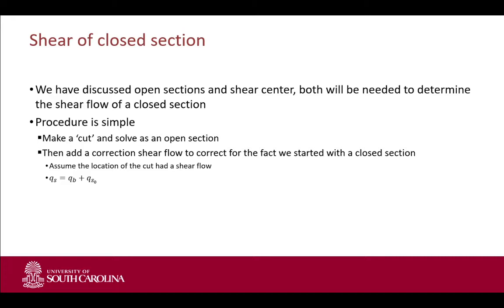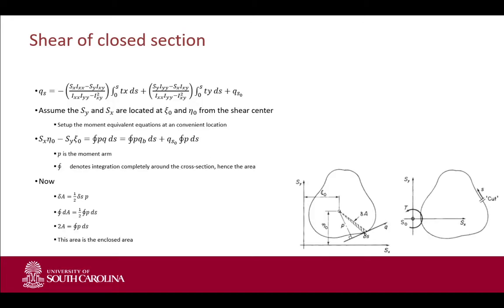What we do is we make a cut in this cross section, basically convert it from a closed section to an open section, and then we say because of the cut, we have to add a correction shear flow to it as well. So the whole closed section approach is: make a cut, solve it as an open section, and add a correction shear flow of q_s0 to it.